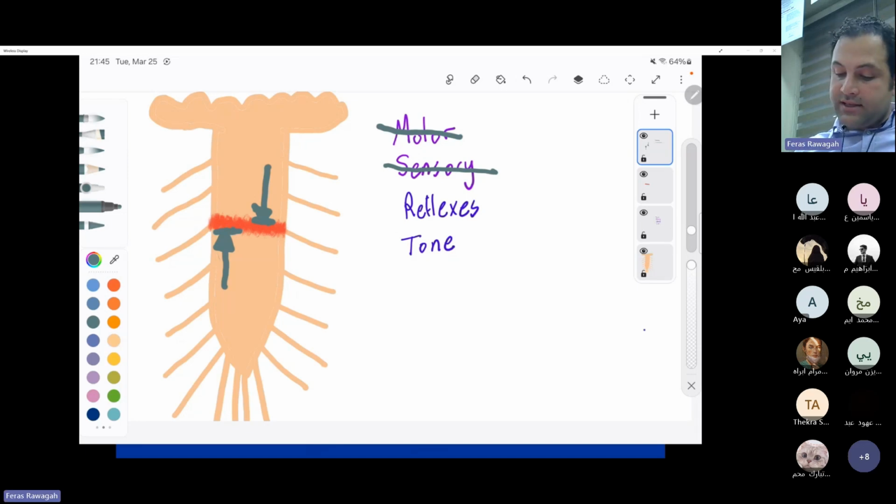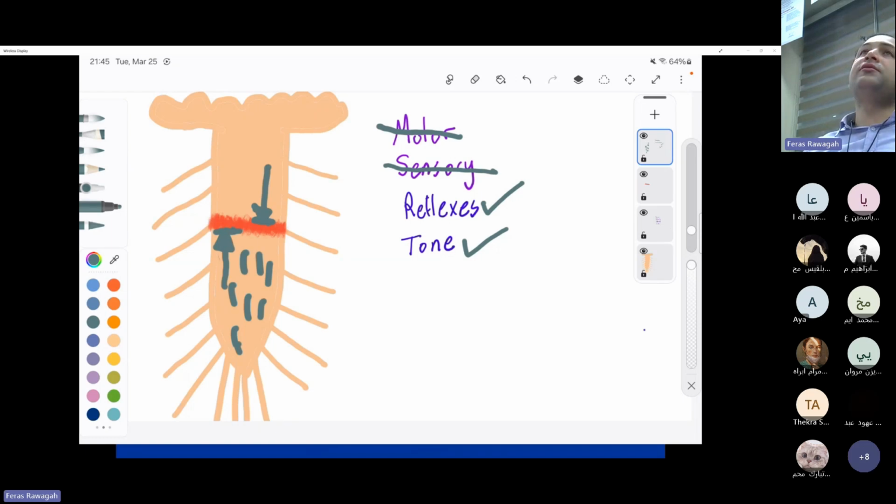Now, what about the reflexes and the tone in this part of the spinal cord? Actually, the reflexes and the tone are not affected. Why? Because this part of the spinal cord is not injured and it functions normally. There are reflexes, there is tone. This part below the level of injury is not injured. But it will be interrupted from the brain. That's why it will lose the motor and the sensory function.